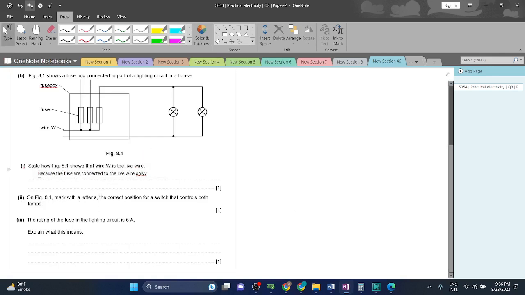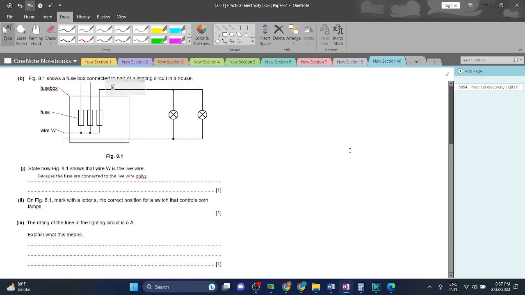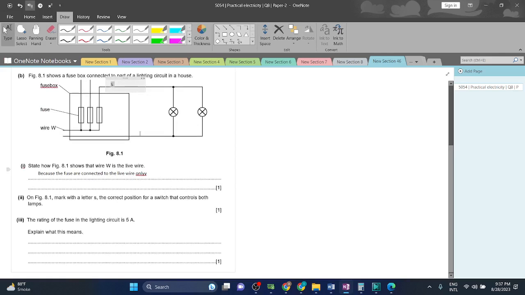On figure 8.1, mark with a letter S the correct position for a switch that controls both of the lamps. So this is going to be the flow of current. And if you put a switch somewhere here, from here to here, you can control both of the lamps.